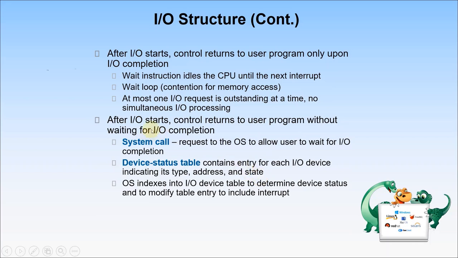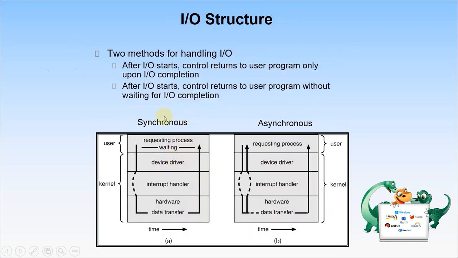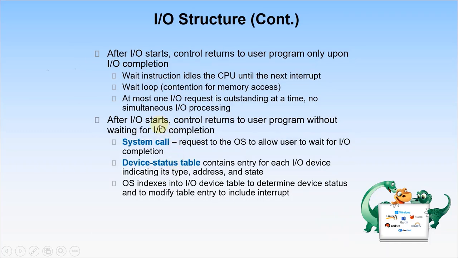After an I/O starts, control returns to user programs only upon I/O completion. So this is what you call synchronous here. The wait instruction idles the CPU until the next interrupt. So if there would be a loop or contention for the memory access, at most one I/O request is outstanding at a time, no simultaneous I/O processing.